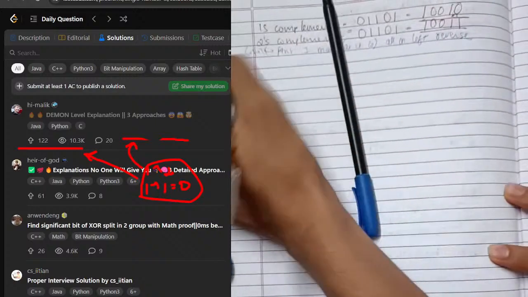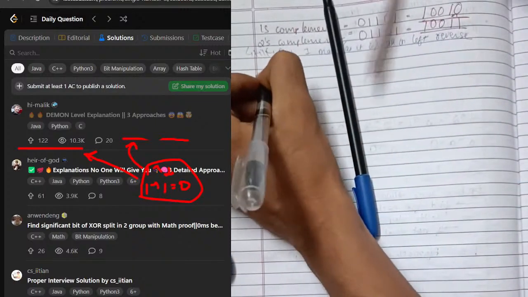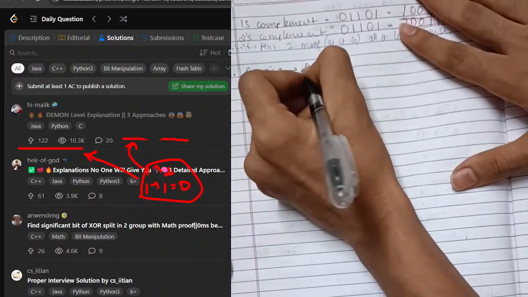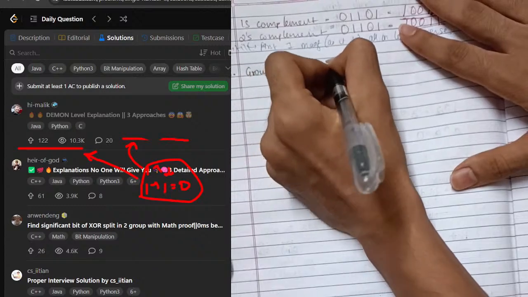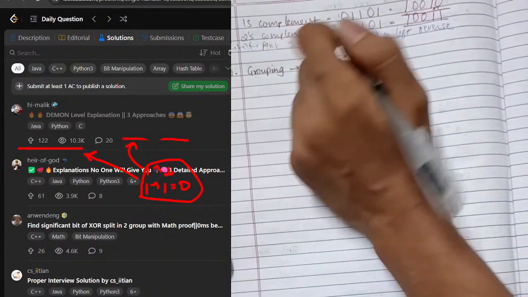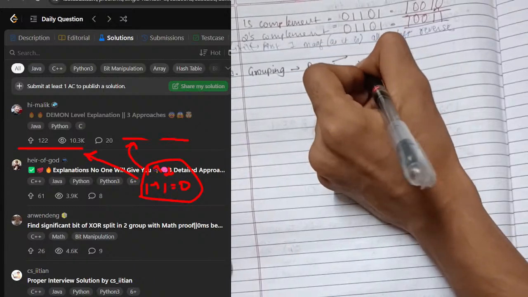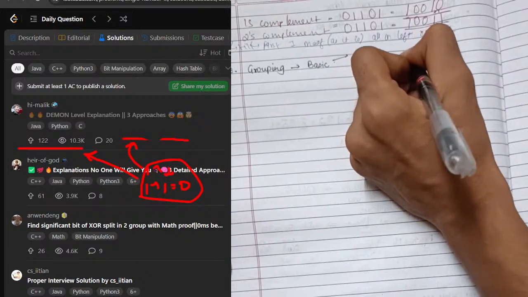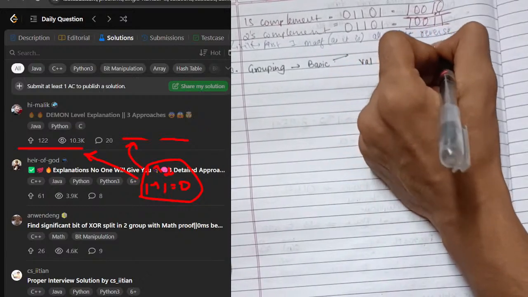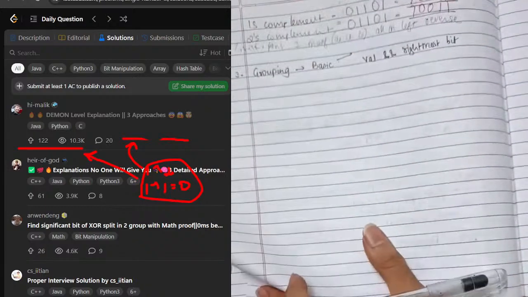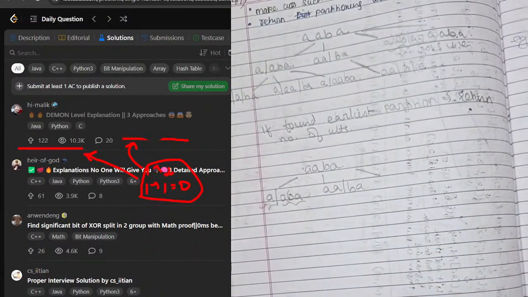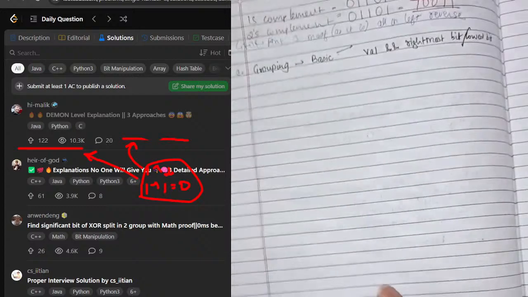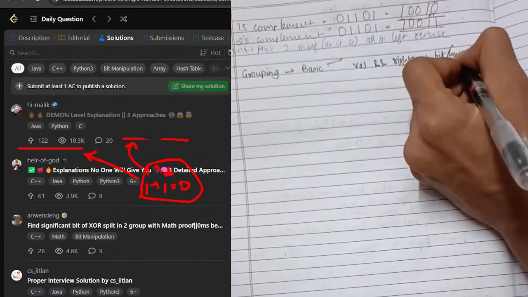The third step is grouping. Grouping on what basis? Grouping on what basis? Value and rightmost bit. Rightmost bit, here what we call the lowest bit, not equal.